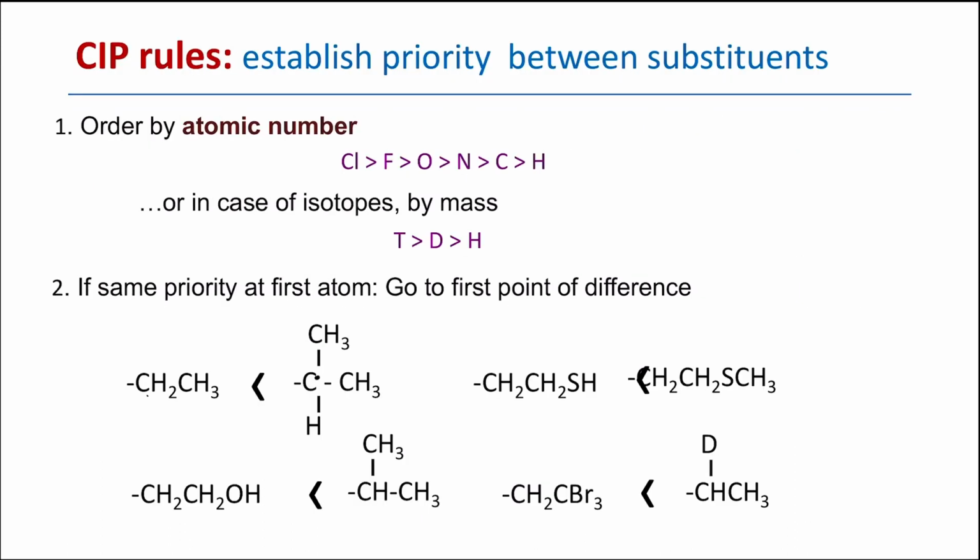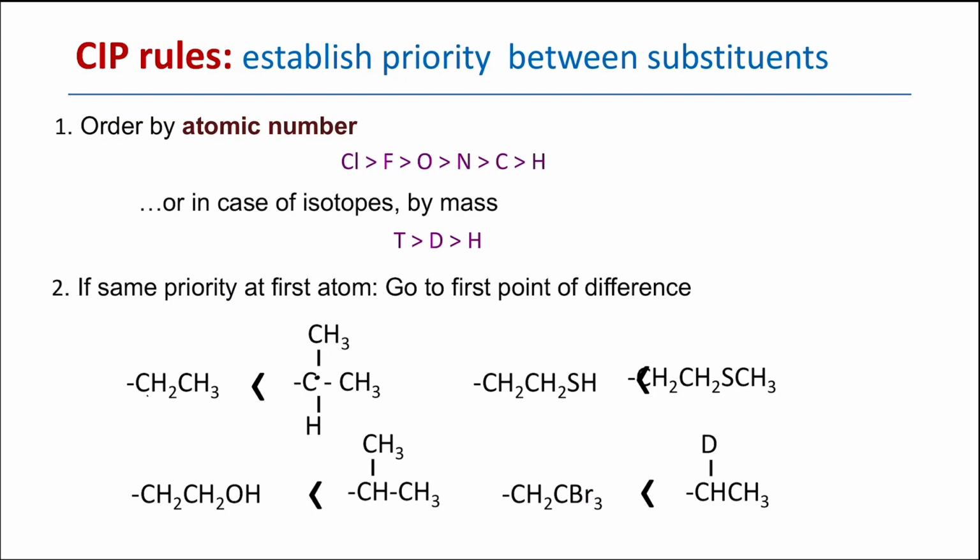To establish the priority between the different substituents attached to our chiral center, we follow this rule. So how can we give priority to one group over the other? Normally when we assign the priority, we start looking at the atoms that are directly attached to the chiral center, and then we look at the different atoms attached and we give them priority. We never look at the whole substituent, we look at them atom by atom. So the first thing is to order them by atomic number.